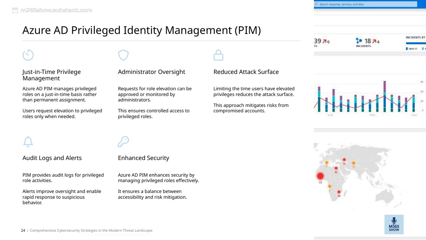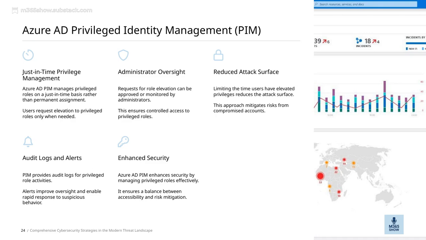Azure AD Privileged Identity Management, or PIM, plays a critical role in enhancing security by helping us manage privileged roles more effectively. It's all about striking the right balance between providing access when needed and minimizing risk. One of the key features of PIM is that it provides detailed audit logs for all activities related to privileged roles, so we can track exactly what's happening. Plus, the alerts generated by PIM improve oversight, allowing us to respond quickly to any suspicious behavior or potential threats.